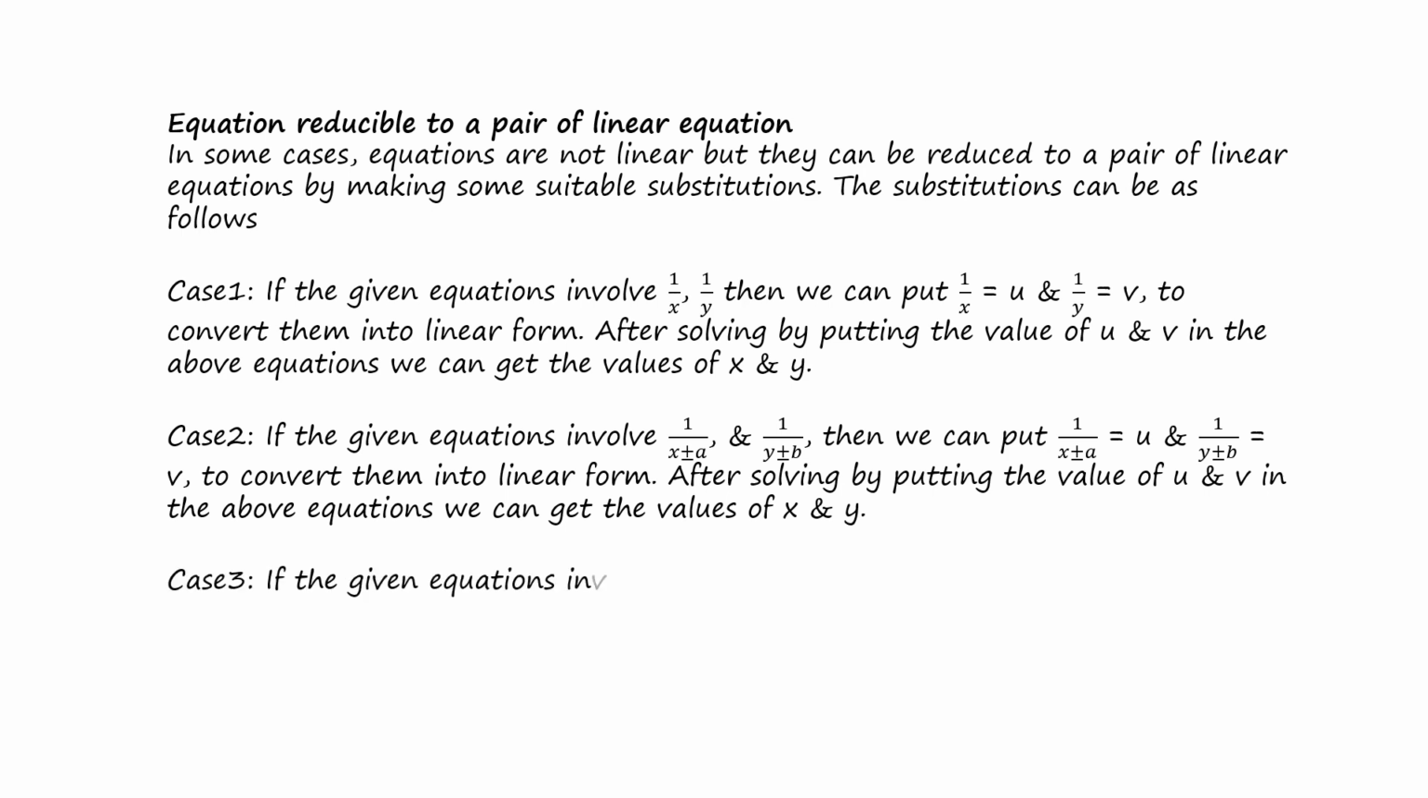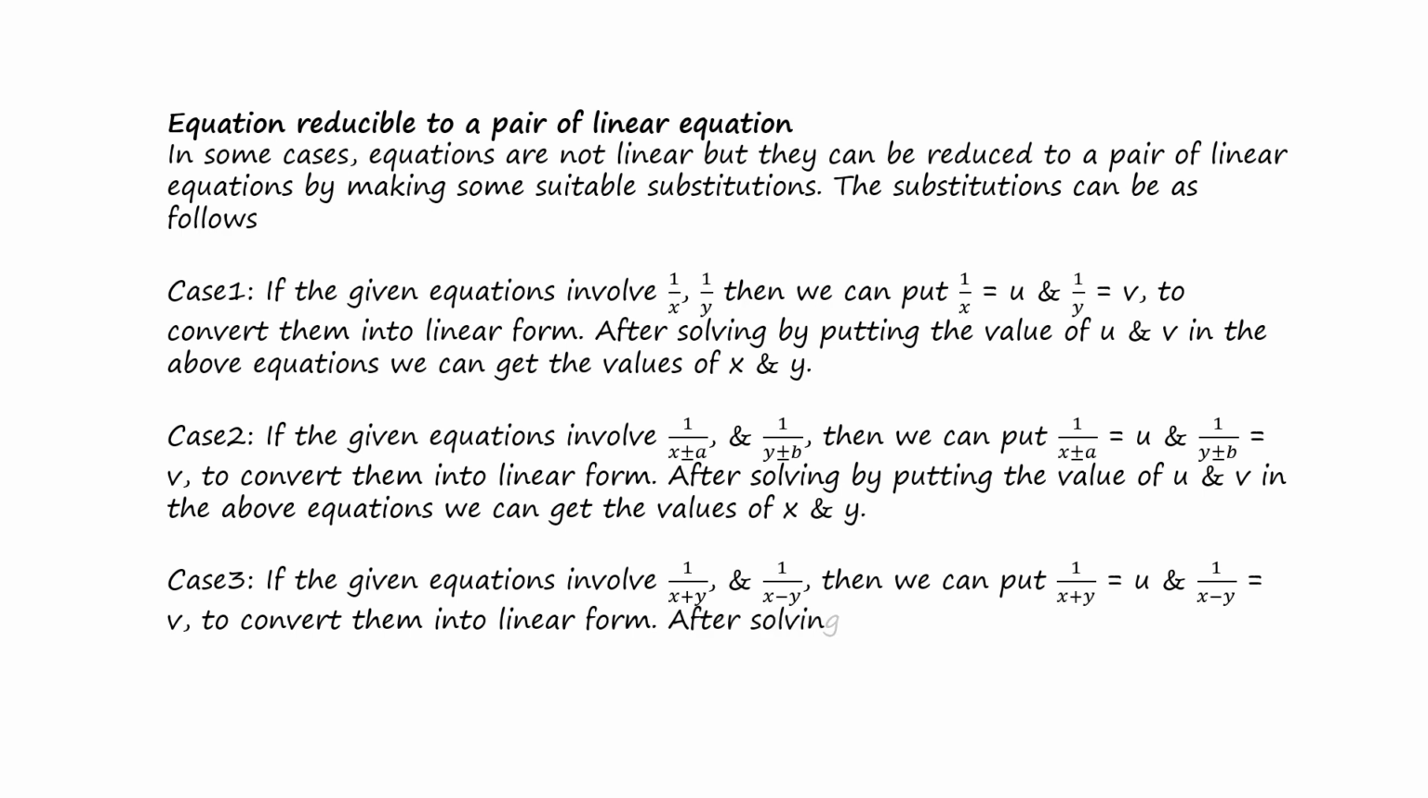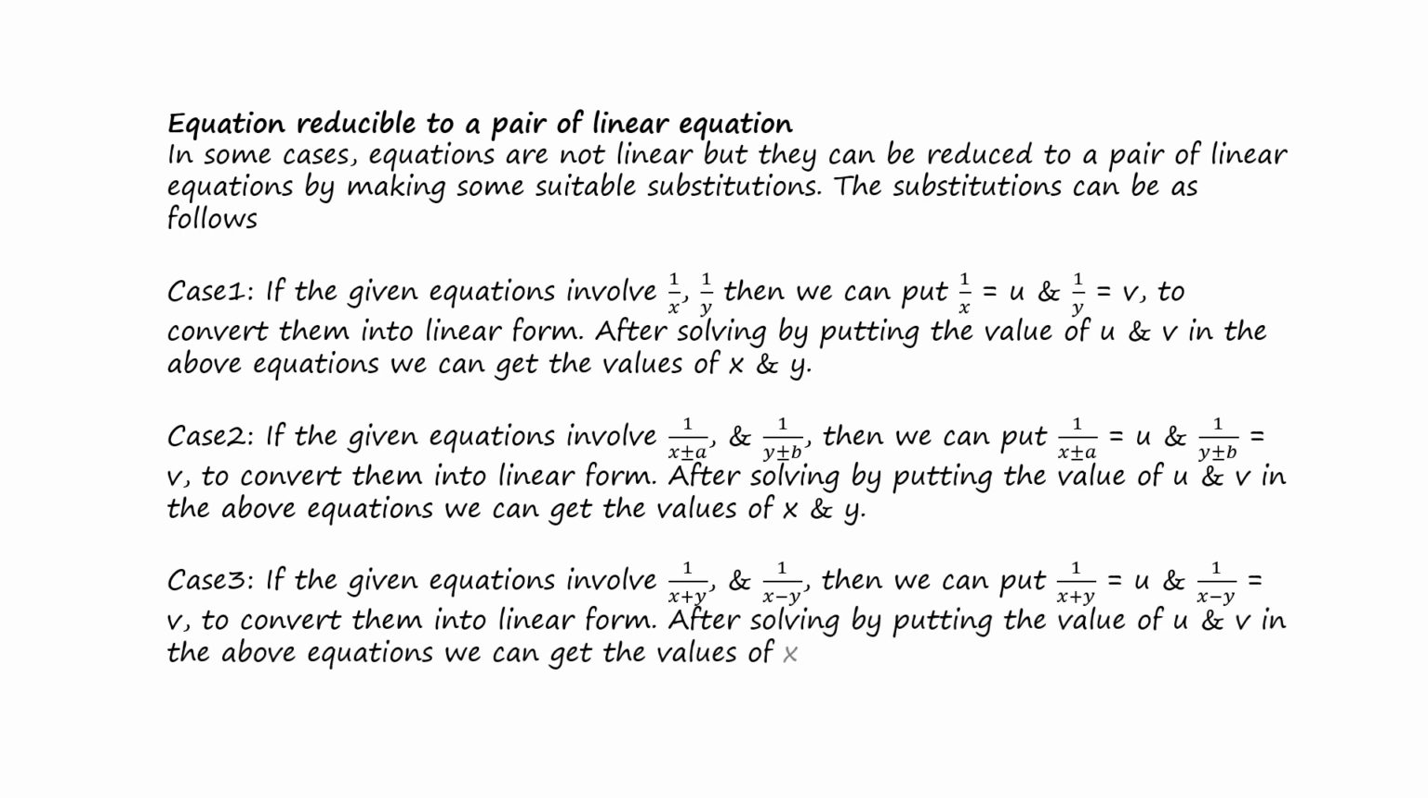And in case 3, if the given equation involves 1 by x plus y and 1 by x minus y, then we put 1 by x plus y equals u and 1 by x minus y equals v to convert them into a linear form. After solving, by putting the values of u and v in the above equations, we get the values of x and y. Let's go through some examples so that we can understand how the equations are reduced to a pair of linear equations and how the values of the variables are found out.